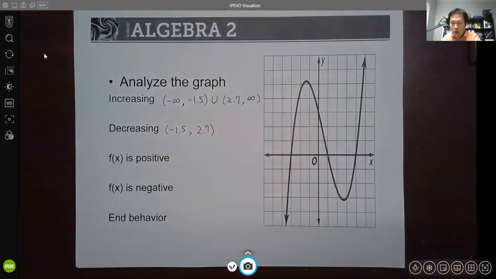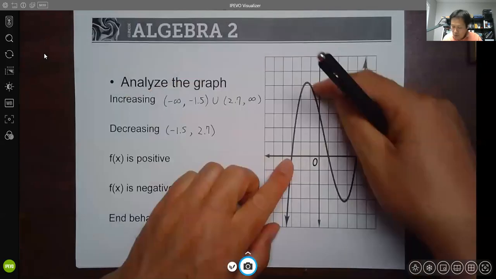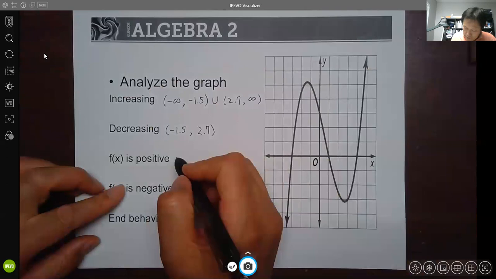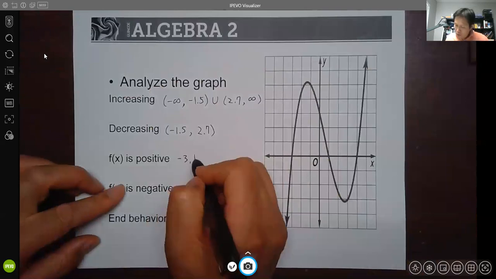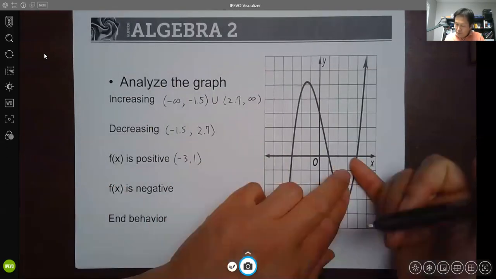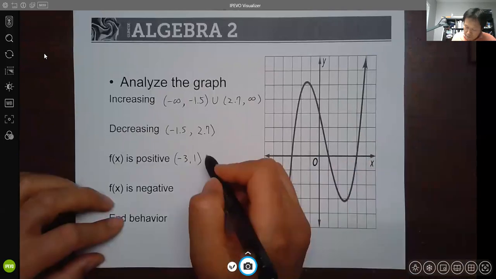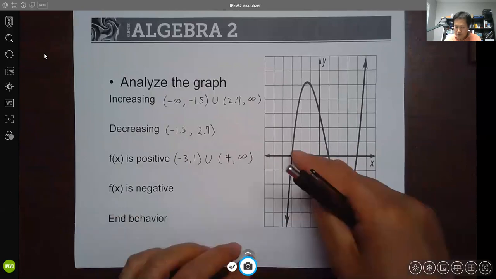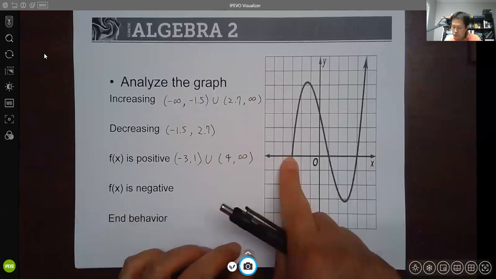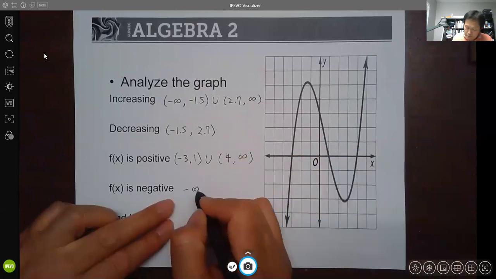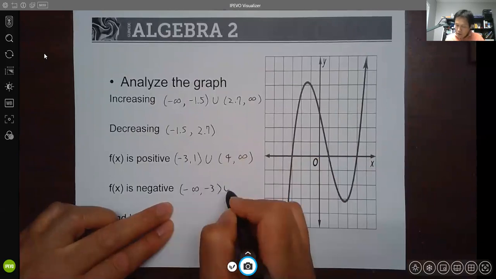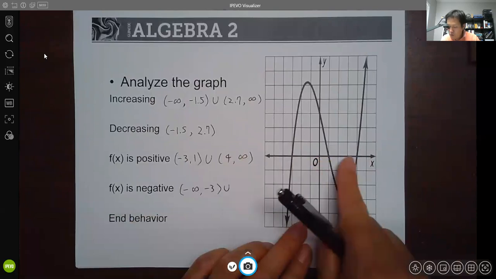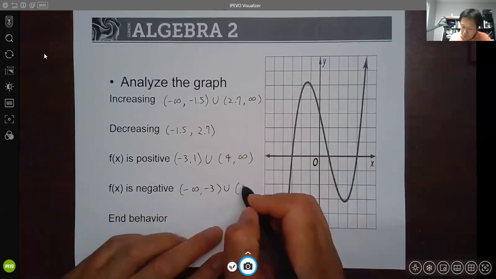Positive means above. So this portion is above: minus 3 to 1. Then 1, 2, 3, 4, so this portion is 4 to infinity. Negative means below. So this is below: minus infinity to minus 3. Below, here to here. This part is below: 1, 2, 3, 4, so 2 to 4.